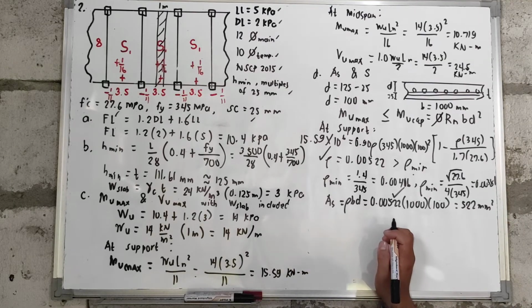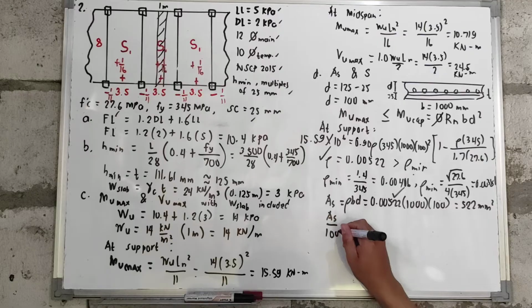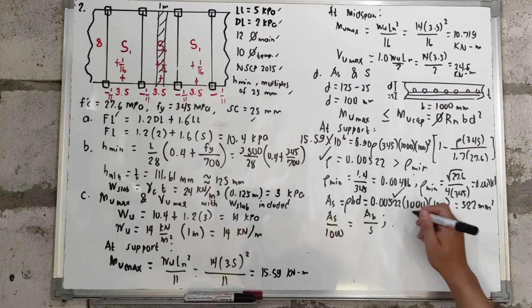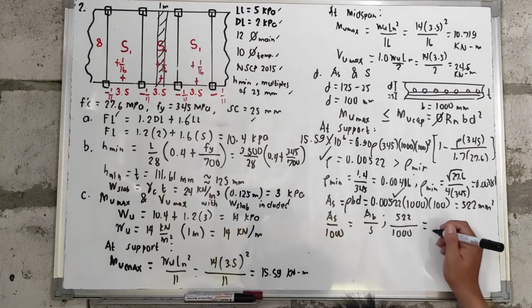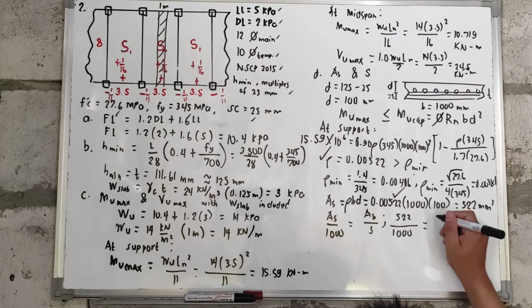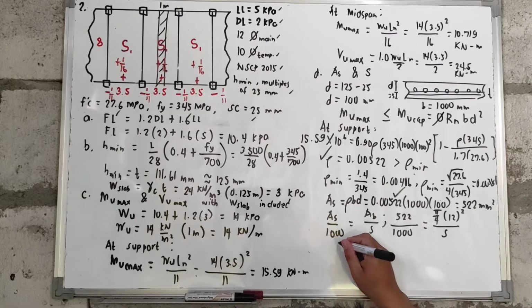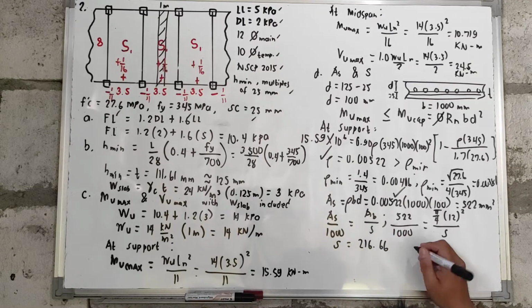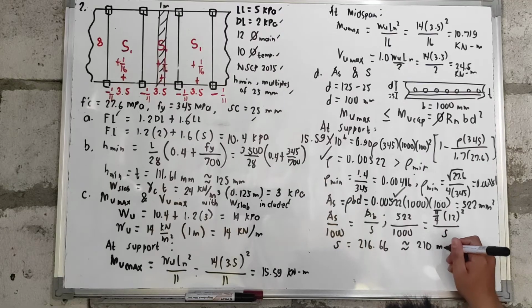So let us calculate for the value of your spacing. So ratio and proportion lang tayo. AS over 1,000 is equals to yung area ng isang bakal over yung spacing. So we will have yung AS natin na 522 over 1,000 equals yung area ng isang bakal. Gagamitin natin for main bars, that is 12 mm over spacing. So the value of your spacing is now equal to 216.66. Kaso nga lang, that must be divisible by 10. So round down tayo kapag spacing. So you will have a value of 210 mm.